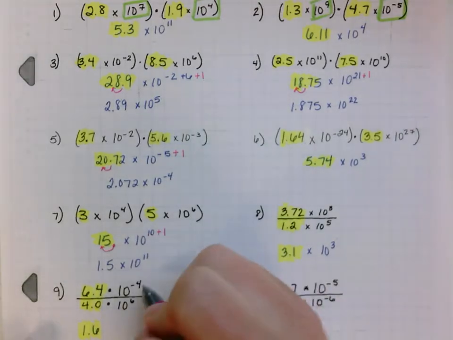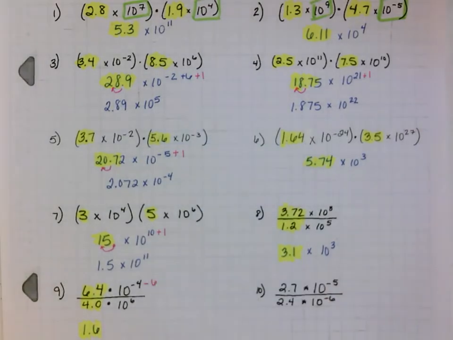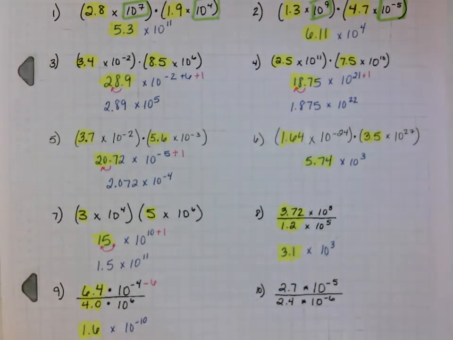So negative 4 minus 6, sometimes when we write it, then we can see, oh, they're both negatives. So that means that my final answer will be negative 10 because I have negative 4 minus 6. Both are negatives, so you'll add and keep the sign to give me 1.6 times 10 to the negative 10. This is in between 1 and 10, so we're in proper form.